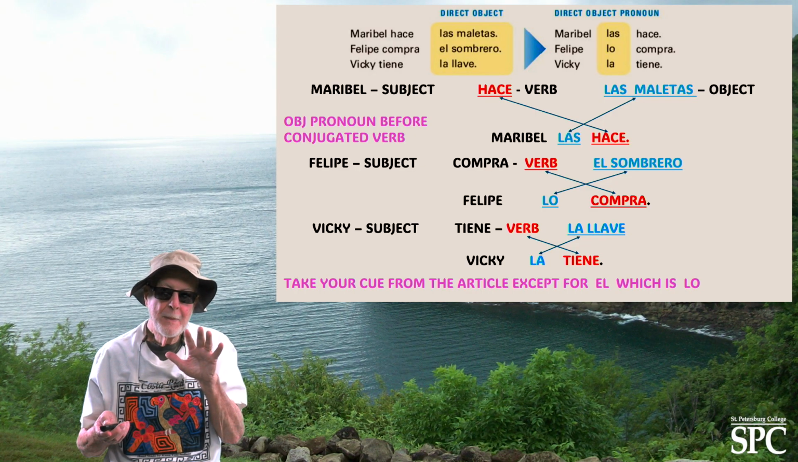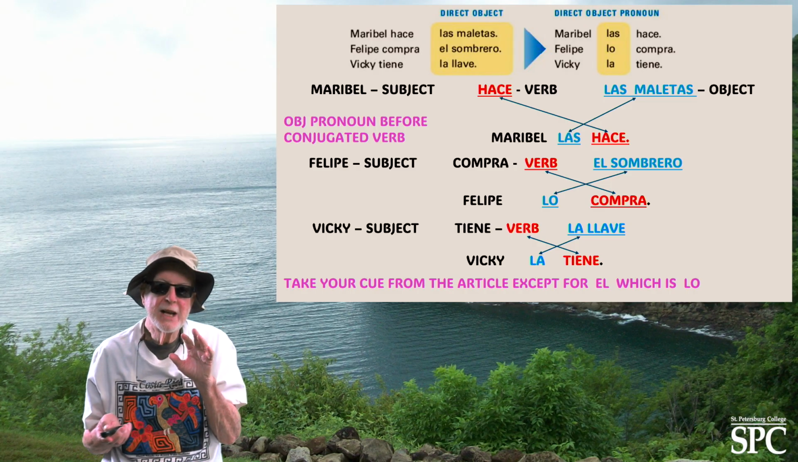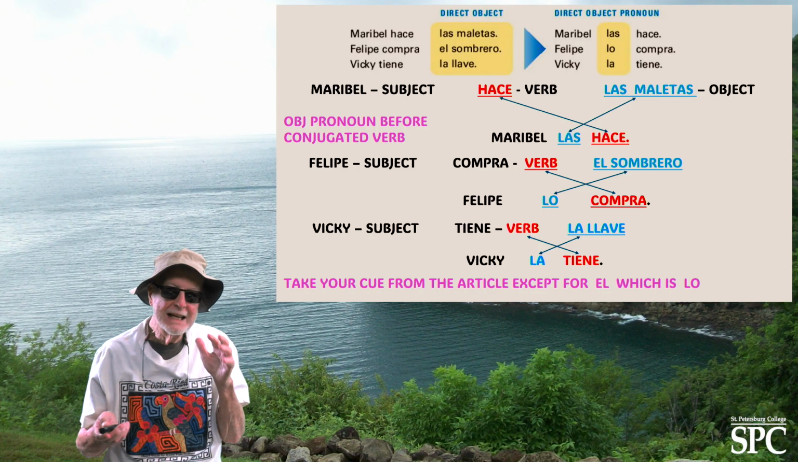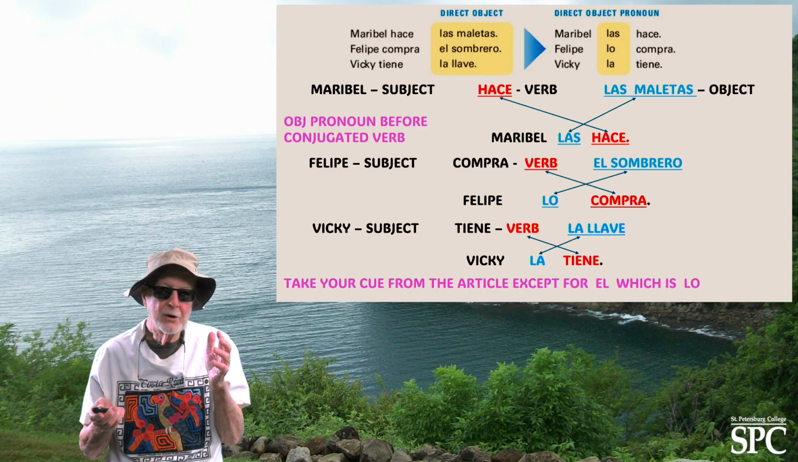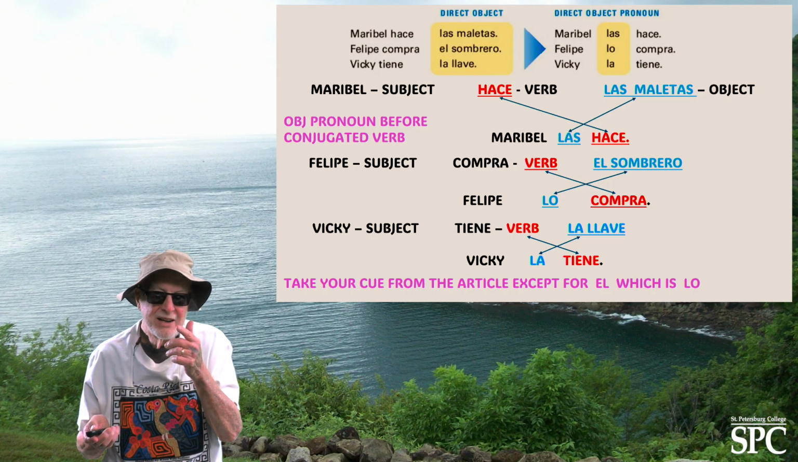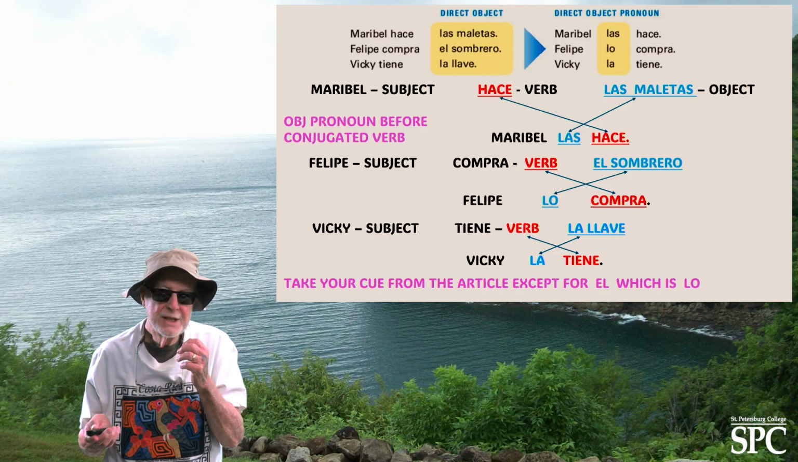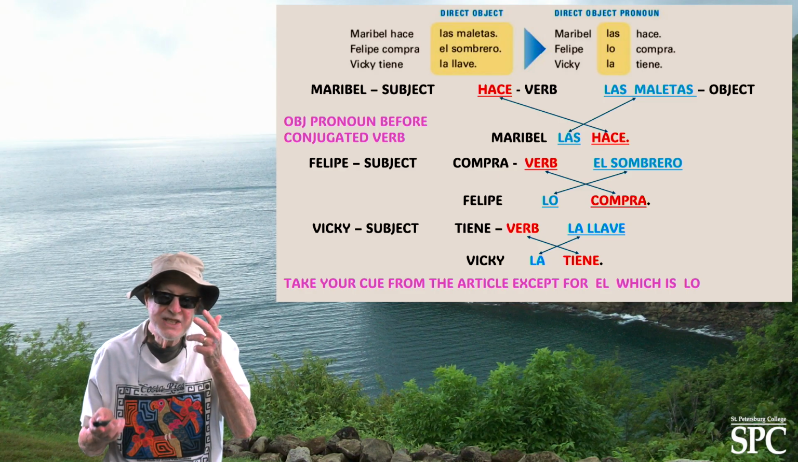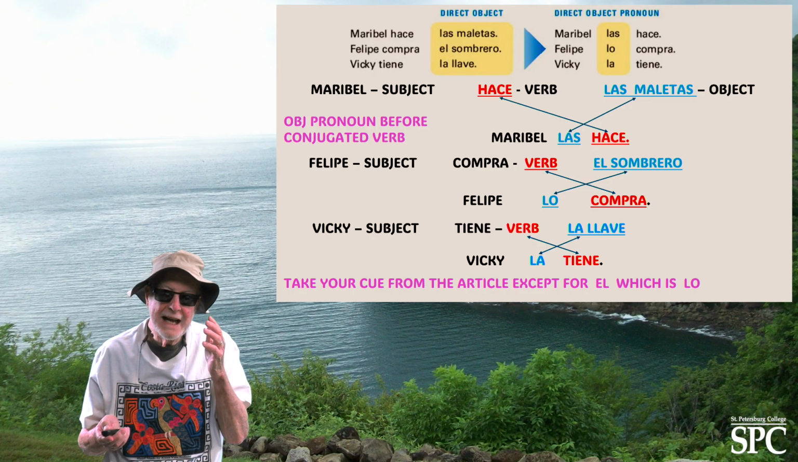So the object pronoun, the me, te, lo, la, nos, los, las, comes before the conjugated verb. I say conjugated verb, meaning hace, come, corre. Okay? We're conjugating the verb. Somebody's doing something. Take your cue, it says here, from the article, except for L, which is lo. Meaning, what are your definite articles? El, la, los, las. Well, la, los, las is the same. The only difference is the L becomes lo. Have to think about that.